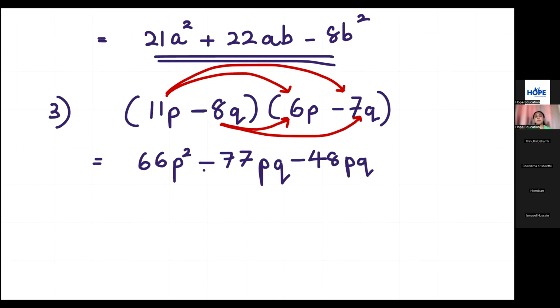Then minus 8q multiplied by minus 7q. 8 times 7 is 56. Q times q is q squared. Minus times minus, answer is plus.